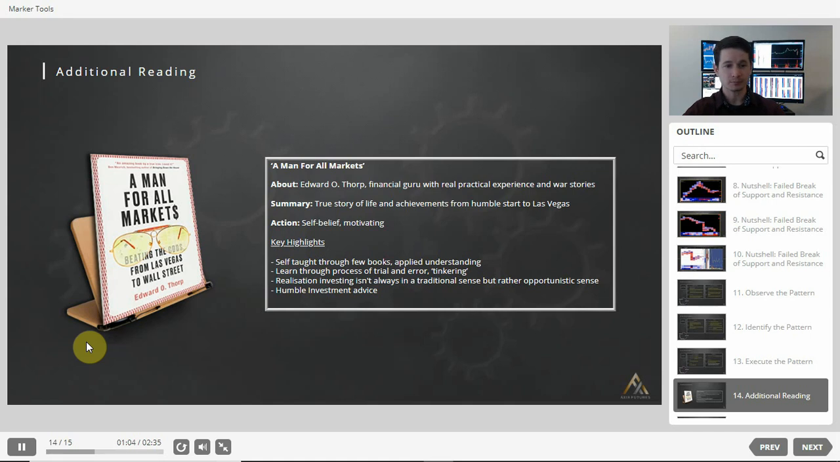So it's a true story, which is great, of the life and achievements of Edward. And he had very humble beginnings, which again a lot of you can probably relate to, and most of you want to make a success. You want financial freedom. So again, because you can relate to it, because it's a true story, it will sit very close to a lot of you, and that's why I recommend this book.